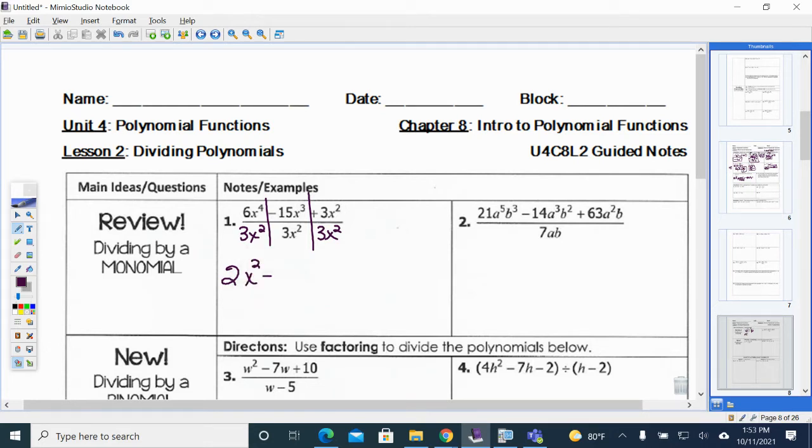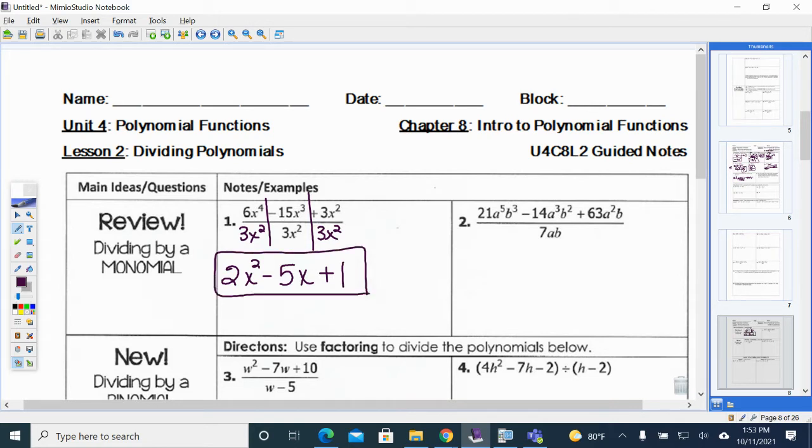first term, minus. 15 divided by 3 is 5. Again, we have more x's in the top than we did in the bottom, so let's subtract. 3 minus 2 is 1, so I have 5x, negative 5x. And then lastly, 3x squared divided by 3x squared is just going to be a 1. So there's our answer for number 1.